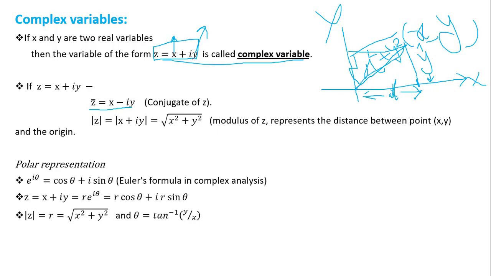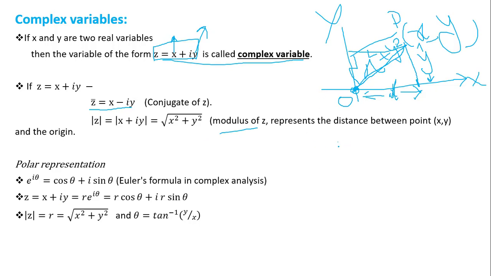What is modulus? One more definition. This is the origin, and this is that point, that complex number. So modulus means this tells us the distance of x comma y from the origin. So modulus of z represents the distance between the point x comma y and the origin.